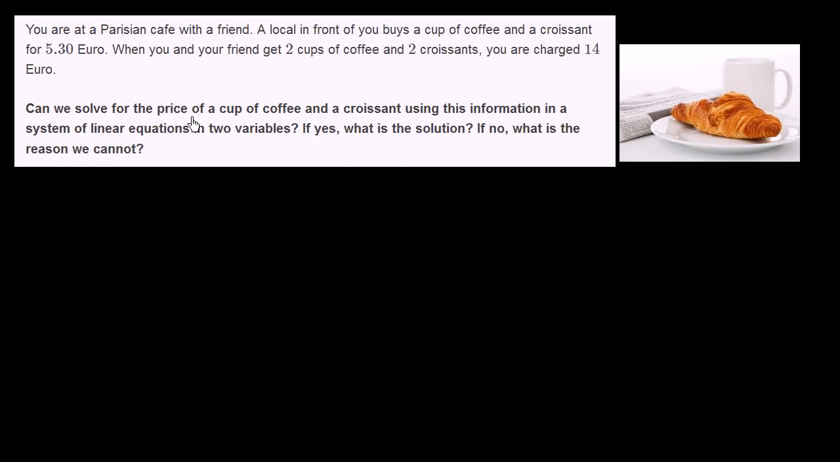So we're looking for 2 things, the price of a cup of coffee and the price of a croissant. So let's define 2 variables here. Since we have all these c's here, I'm just going to use x's and y's. So let's let x be equal to the price of the cup of coffee, and let's let y be equal to the price of a croissant.